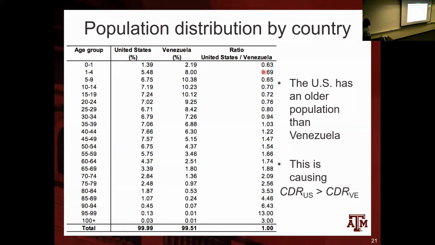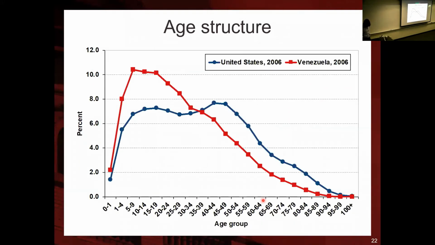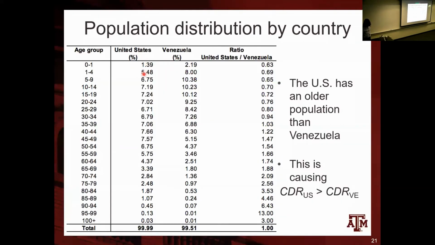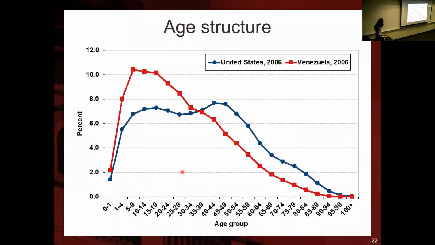How can we look at this information in a graphical format, which is a little easier to look at? So let's just look at these two columns and put them in a graph. US, blue, Venezuela, red. What do we see? For younger age groups, these are percentages of people in each one of these age groups in each country. In the US, for younger age groups, we have fewer people. In Venezuela, more people. For older age groups, proportionally, we have fewer people in Venezuela and more people in the US.